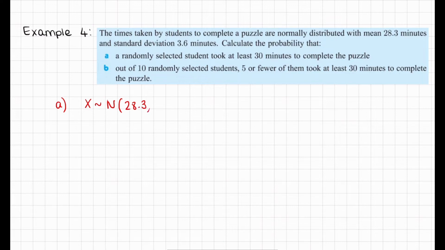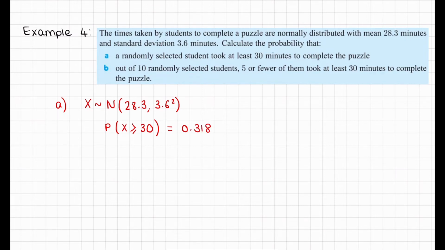Now our next value is the variance, so it's the standard deviation squared. And we want the probability that it took at least 30 minutes, so we want when x is greater than or equal to 30. If you put that in your calculator using the method I showed you before, you should get an answer of 0.318.